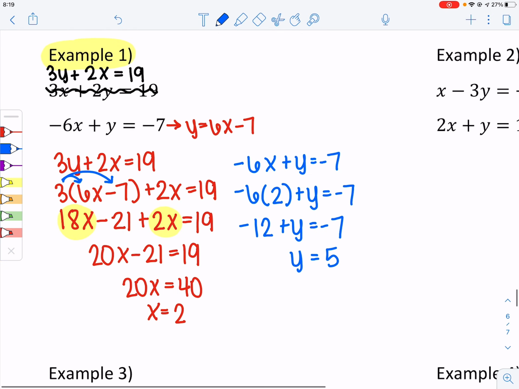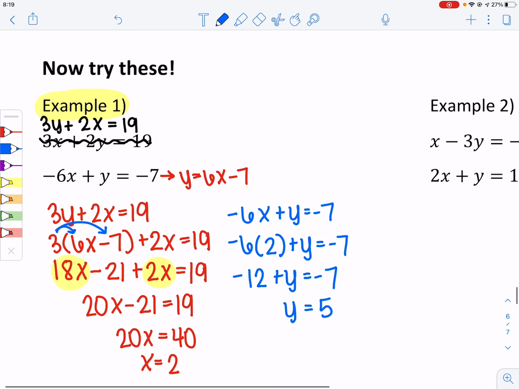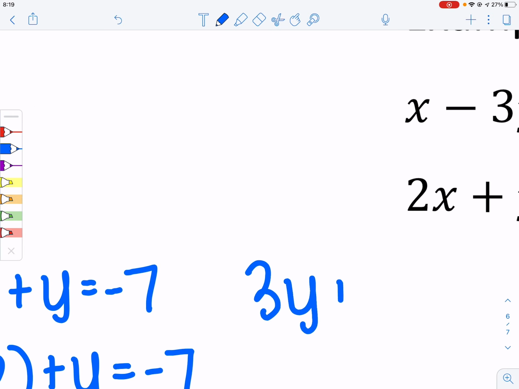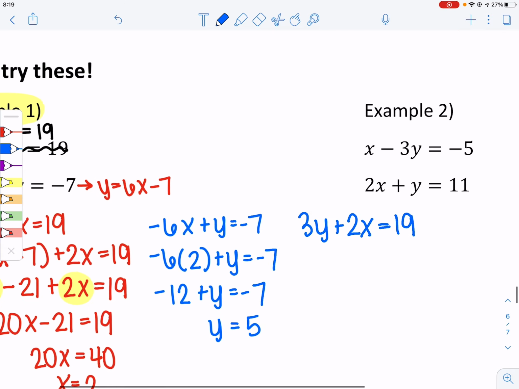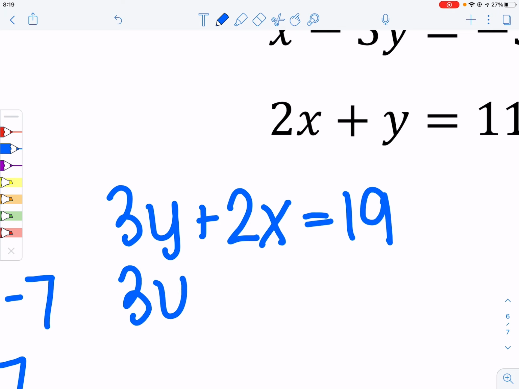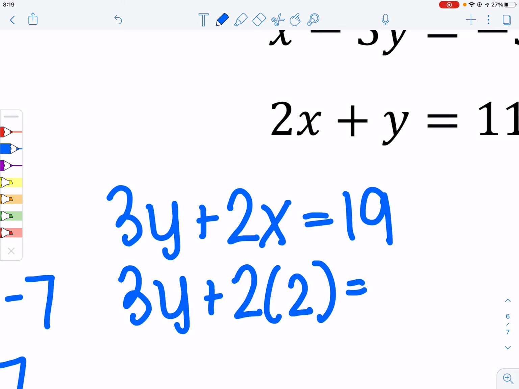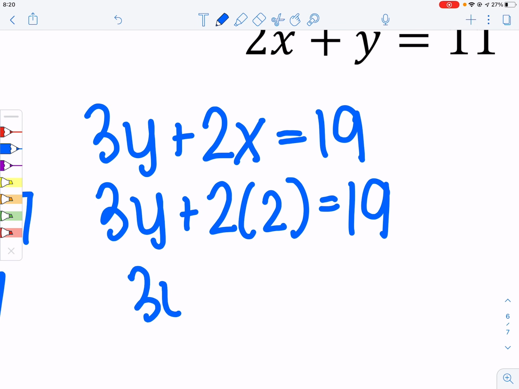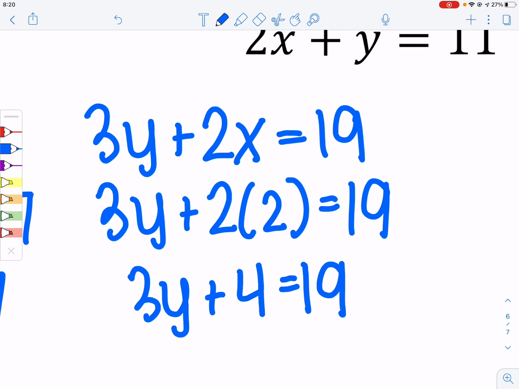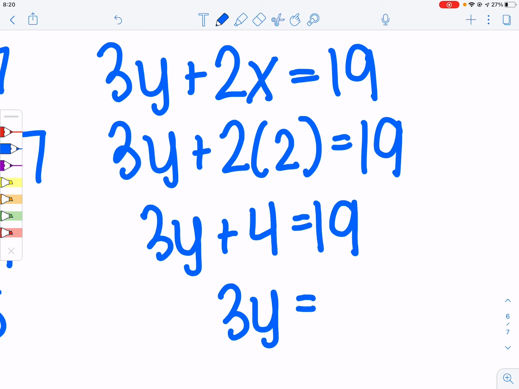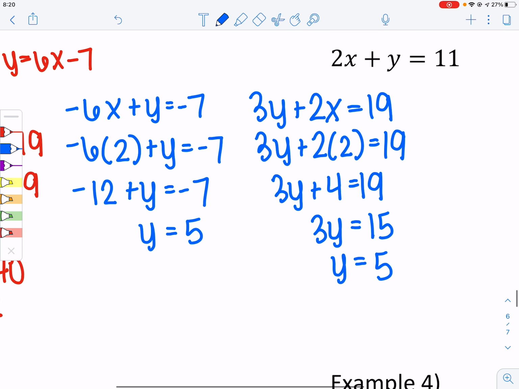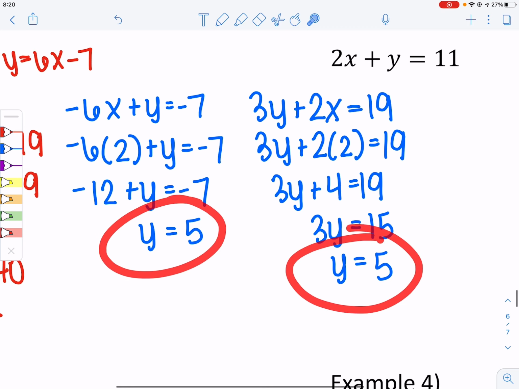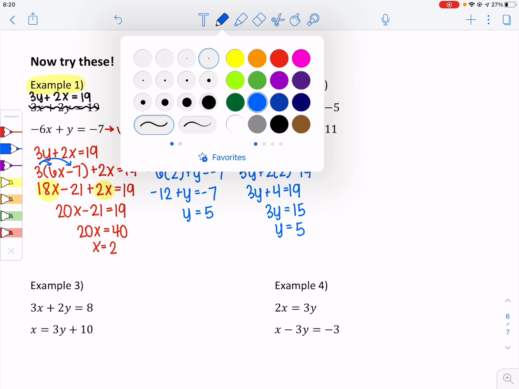And again, you should be able to get that for either of the equations. So I could also use that other equation, the 3y plus 2x. Let's try that one. So 3y plus 2x equals 19. I'm pretty sure x is 2. Let's double check, and let's make sure we get the same y. So this would be 3y plus 4 equals 19. Subtract 4 on both sides. 19 minus 4 gives you 15. 15 divided by 3 gives you 5. So notice we got y equals 5 both times using different equations, but you still have the same y value.